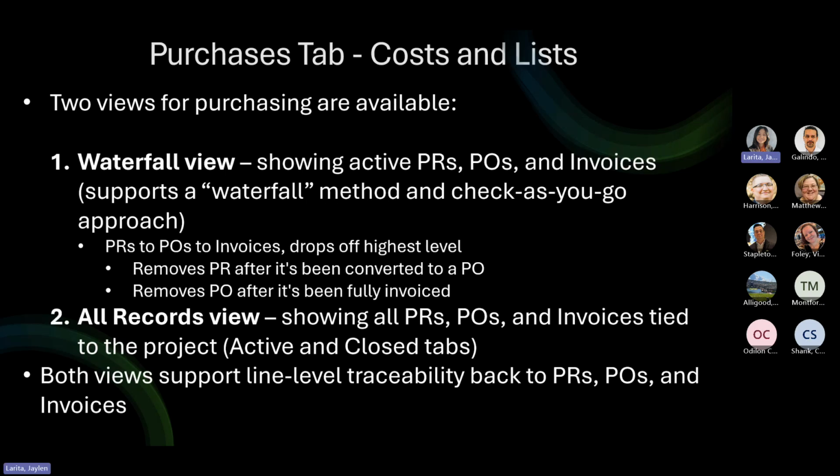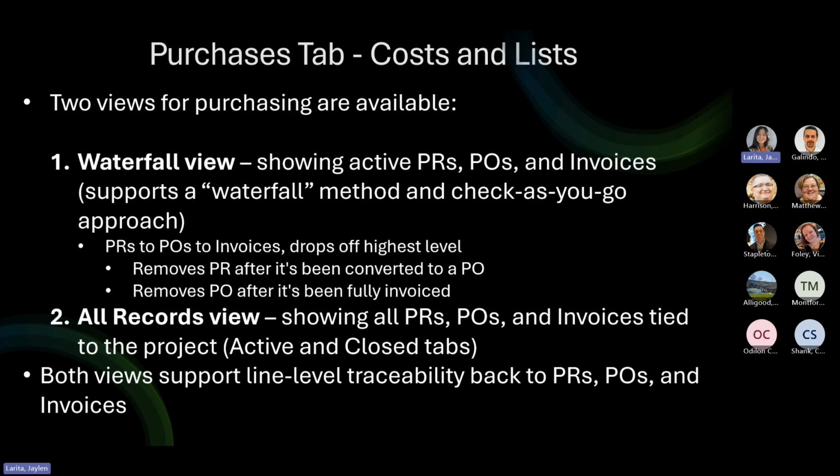So moving on to the purchases tab. This tab provides two different views depending on how users want to work. First would be the waterfall view, which displays in progress PRs, POs, and invoices tied to the project. And it supports a waterfall check-as-you-go approach, which means that PRs are removed from the view once they're converted to POs, and POs are removed once they're fully invoiced.